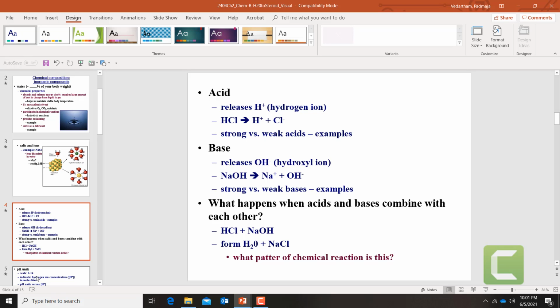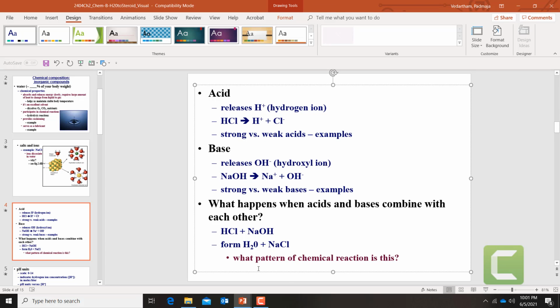When acids and bases combine, like hydrochloric acid and sodium hydroxide, they form H2O and NaCl. So they form water and salt. What pattern of chemical reaction do we see here? We see an exchange reaction. We took the hydrogen, which combines with OH and forms H2O, and Na combines with chloride and forms NaCl. So when acid and base combine, they form water and salt.